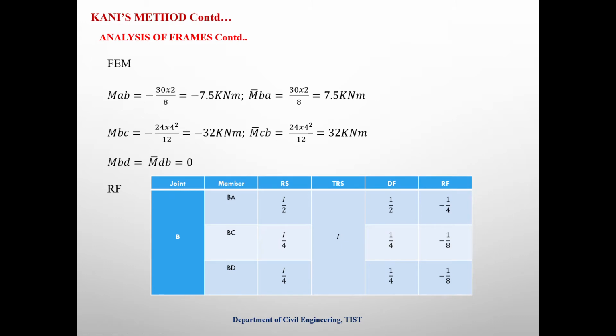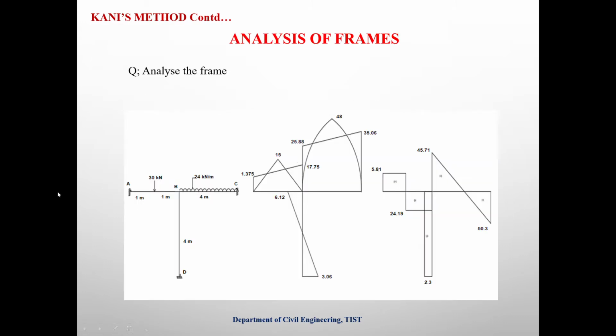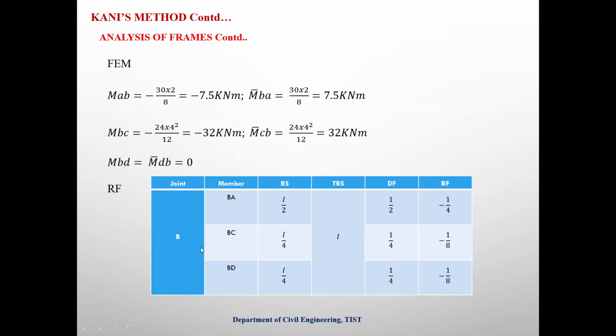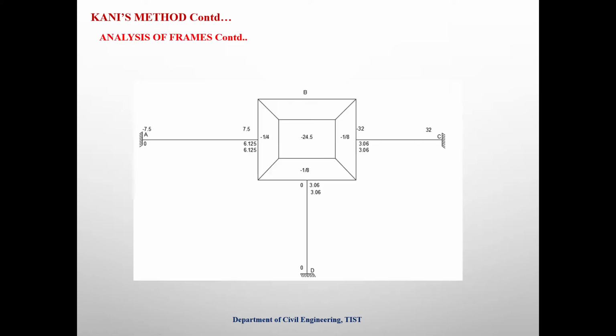Then you have to find out the rotation factor. You have to consider the joint B, then consider the members BA, BC and BD. After getting the rotation factor and the fixed end moments, you have to enter those values into the Kani's table. That means you have to enter the fixed end moments like this and the rotation factor like this.